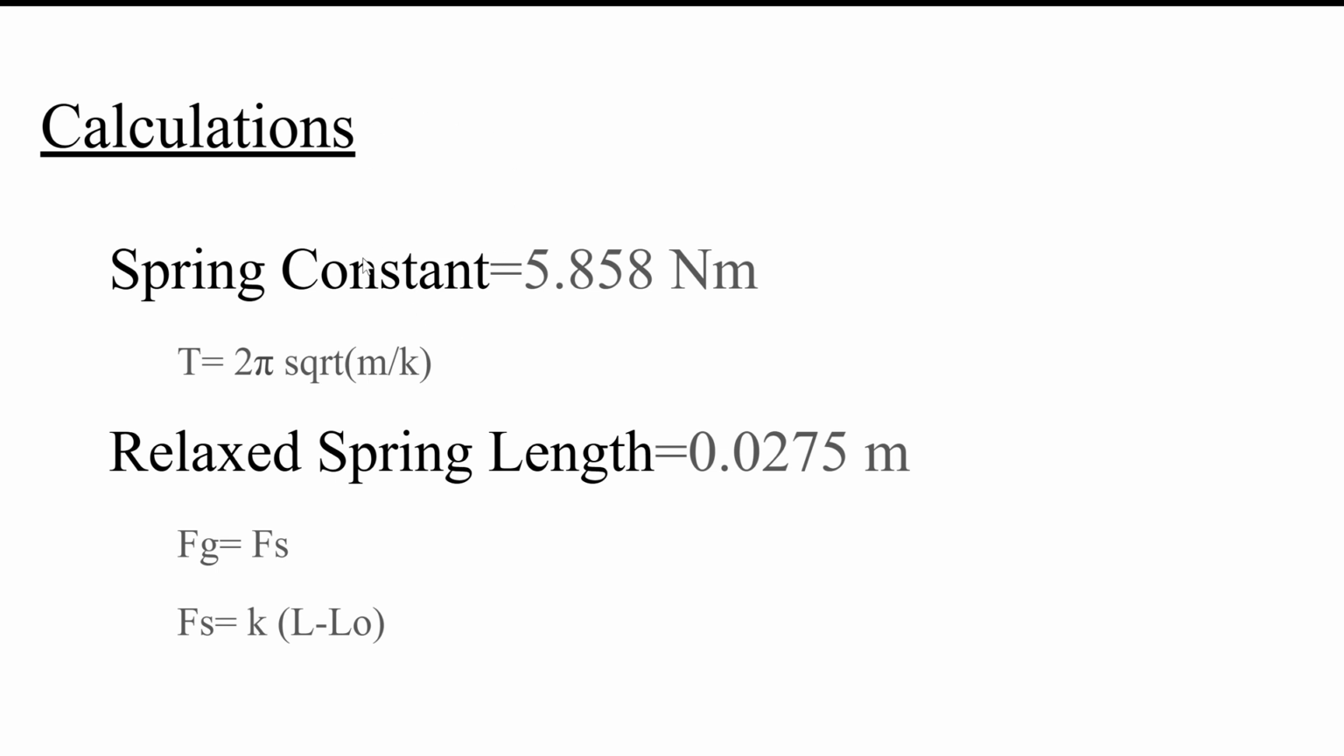We did two calculations, though, to find the spring constant and the relaxed spring length. We found that the spring constant was 5.858 Newton meters, and we found that from the equation T equals 2 pi square root of mass over the spring constant, and arranged the equation to solve for K. We found the relaxed spring length to be 0.0275 meters, which we were able to find by setting Fg, or the force of gravity, equal to the force of the spring, and then using the force of the spring equaling K times L minus L0. As we know everything else now besides the L0, we were able to find L0.